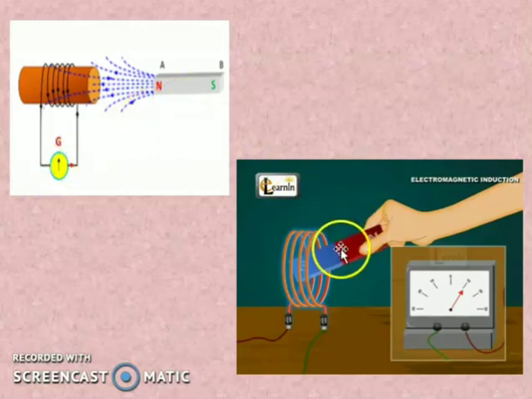Now in this case also, with the south pole moving towards the coil, the galvanometer shows a deflection to the right-hand side. If we reverse the pole, then the direction of the deflection in the galvanometer is also reversed.